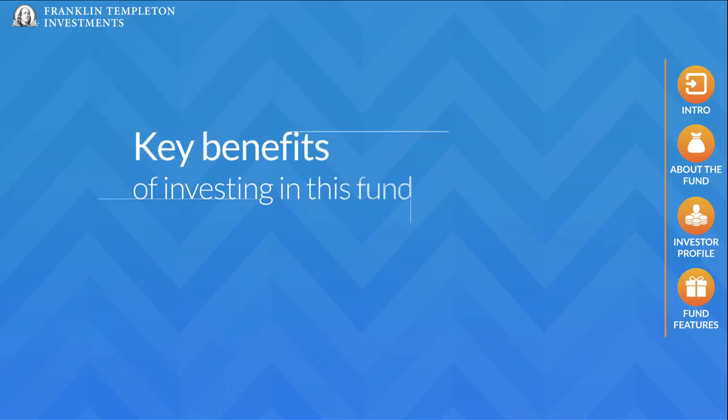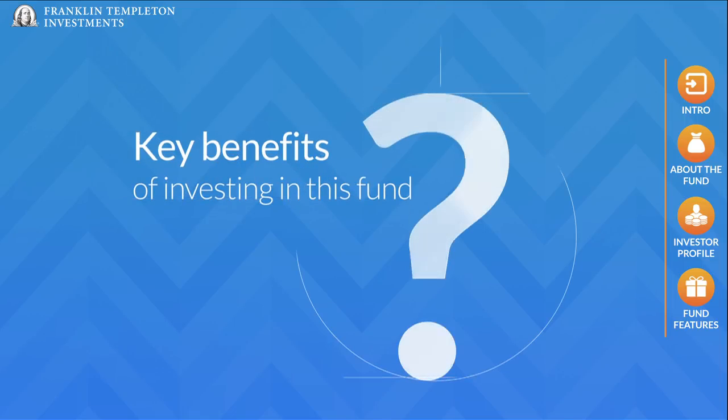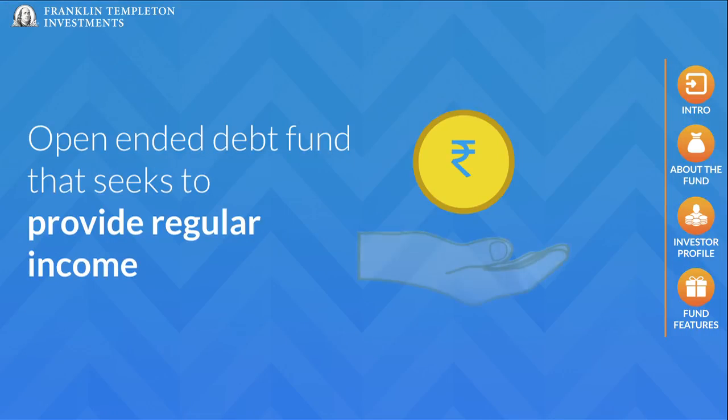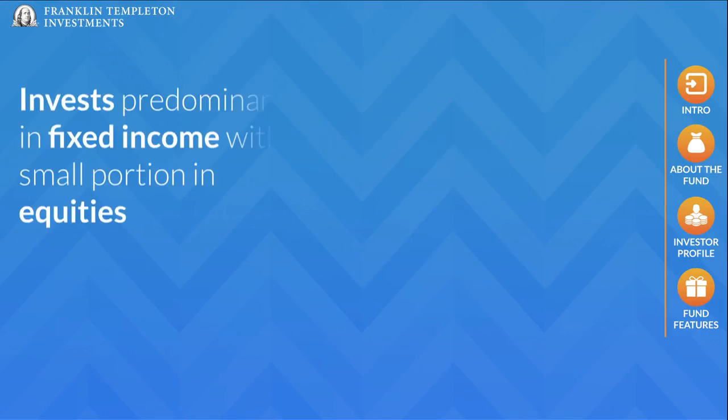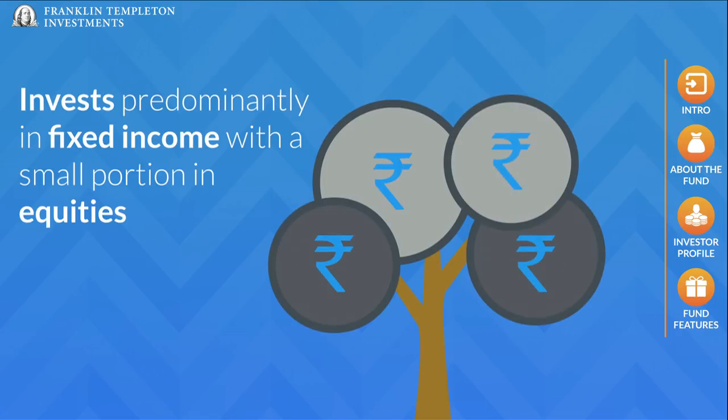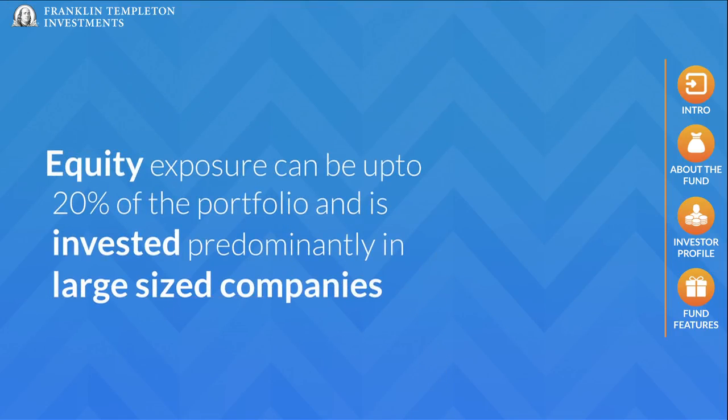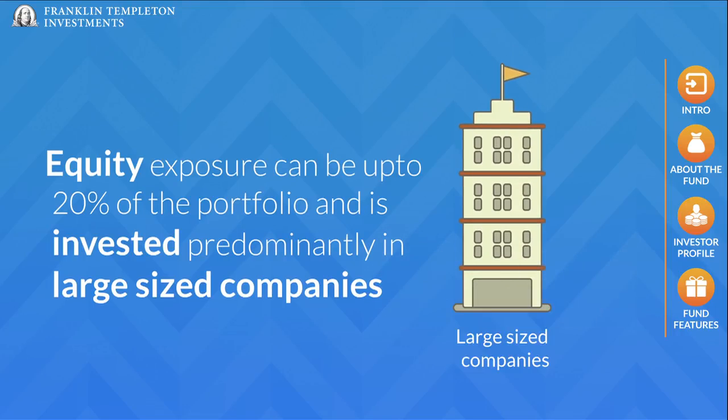Key benefits of investing in the Franklin India Monthly Income Plan. This is an open-ended fund that seeks to provide regular income by investing predominantly in fixed income with up to 20% in equities. The equity component is invested in a diversified portfolio of predominantly large-sized companies. For investors who are not comfortable with taking a higher equity exposure, this fund provides the opportunity to take a tactical exposure of up to 20% in equities, which acts as a growth driver to the predominantly fixed income-dominated portfolio.